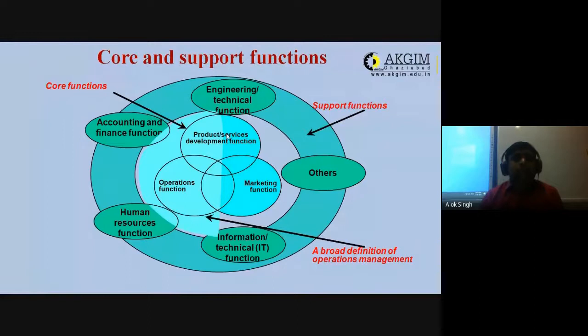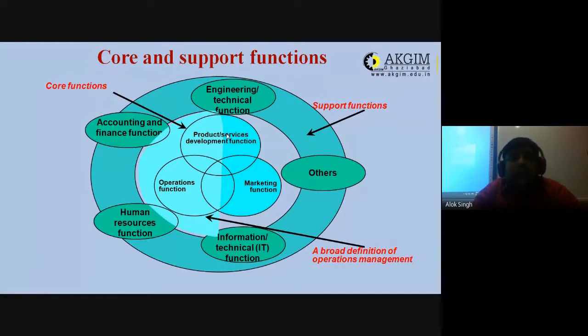Next is human resource function. What is HR function? Basically HR function provides the appropriate skill set to the operations function, the marketing function, and the product or service development function. If you need an expert, HR will arrange those experts for you. What is the basic work of the human resource function? Basically recruitment, selection, training and placement, all these things are covered under this support function, HR.